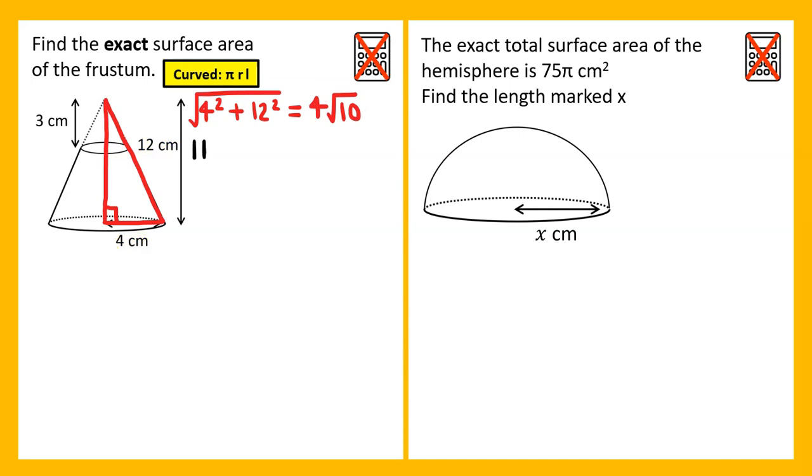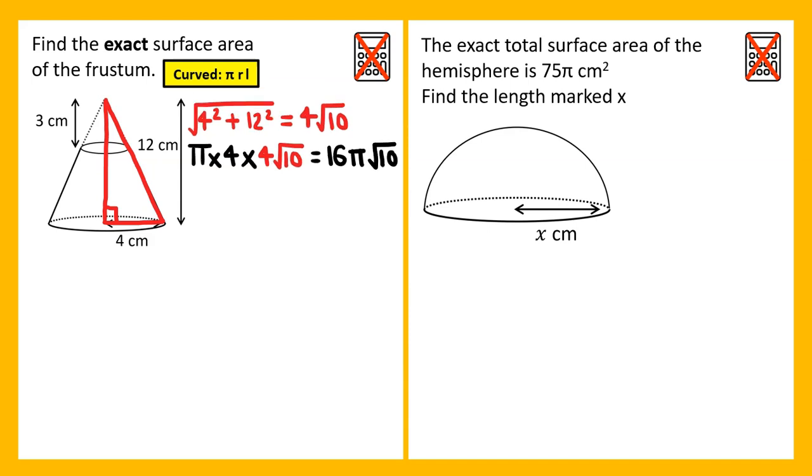Now I can substitute this into pi times the radius, which is 4, times the slant height, 4 root 10. 4 times 4 is 16, lots of pi times root 10. Next, I can repeat the process with the smaller cone, which is at the top. Because these shapes are similar, it means that one is an enlargement of the other. If the height of the larger cone is 12 centimeters and the height of the smaller cone is 3 centimeters, this shows I can get from the lengths on the larger cone to the smaller cone by dividing by 4.